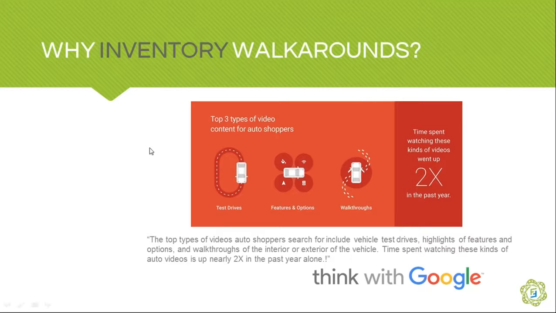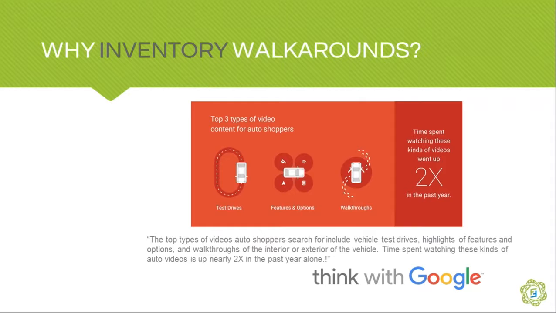But basically, they identified the 3 types of video that had the most influence on the shopper were test drive videos, videos that had features and options of a vehicle, and walkthroughs, which are basically the types of videos that we're talking about today. Now, you do have higher level model test drive videos that are extremely important in the buying cycle, in addition to the individual inventory walkarounds.